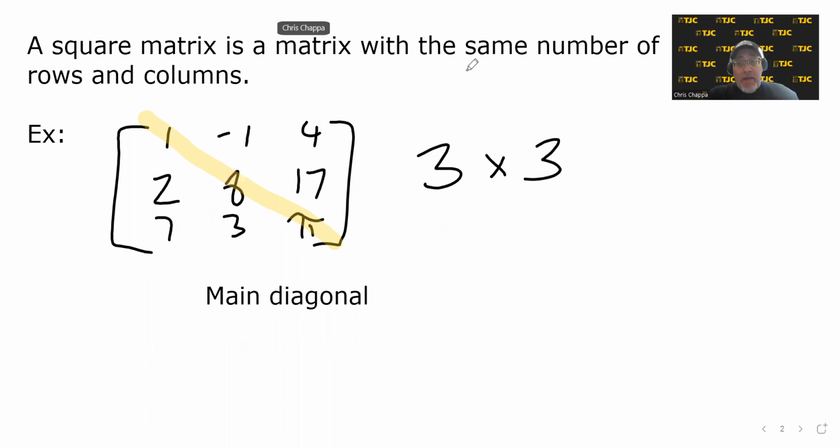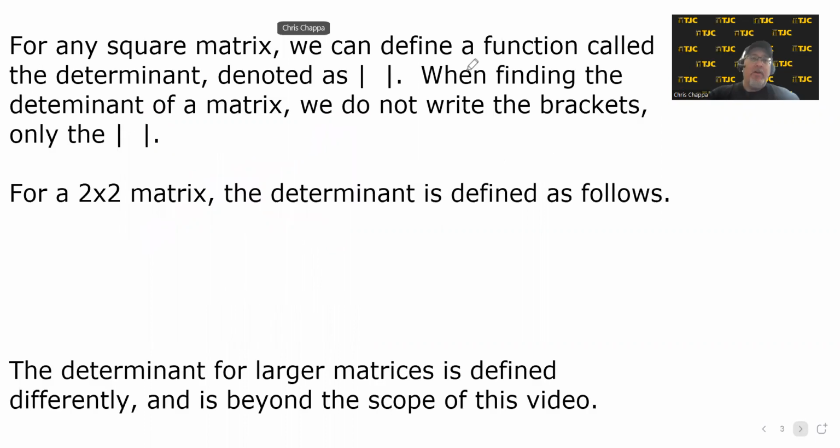Now, if you have a square matrix, there's a function that you can apply to it called a determinant. For any square matrix, we can define a function called the determinant, denoted as absolute value bars. When finding the determinant of a 2x2 matrix, we do not write the brackets, only the absolute value bars. Specifically, for a 2x2 matrix, the determinant is defined as follows. So we're going to set up a matrix, but inside of vertical lines instead of brackets, meaning that we're going to find its determinant.